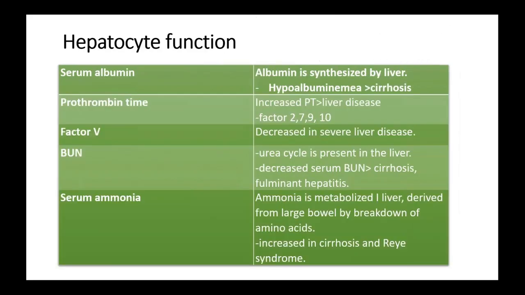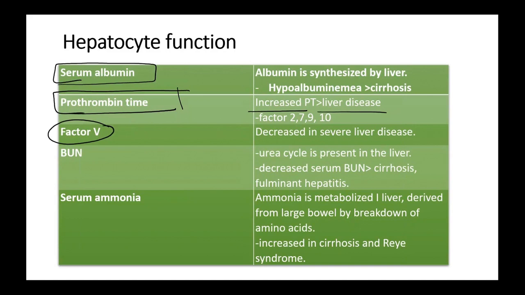Now, what are the markers of liver function? How well is the liver functioning? For that, you have to see the serum albumin level, because albumin is synthesized by the liver. So if the liver is completely damaged by cirrhosis, albumin level will be low. Prothrombin time. The liver is also responsible for the formation of clotting factors, and prothrombin is also produced by the liver. If the liver is damaged, since it has a very short half-life, it will be abnormal. So prothrombin time increases in liver disease.